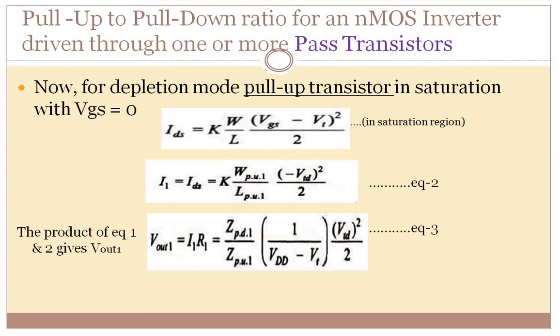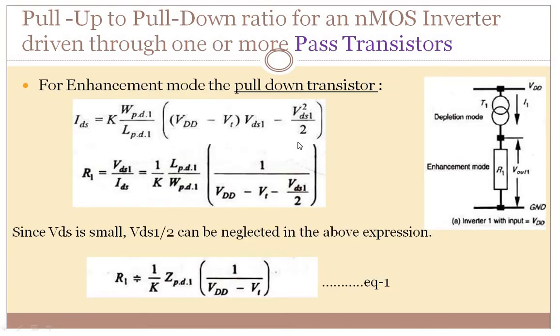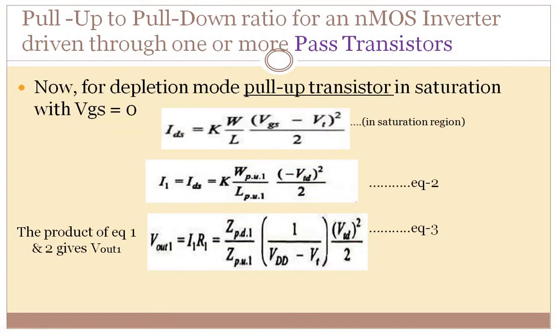So in the saturation region, in your IDS VDS relationship, what we have said is that VGS should be equal to 0. Substitute this value in the IDS equation and you will get this equation, and this is the formula for your saturation region. So IDS is equal to K into W by L, (VGS minus VT) whole square by 2. Just substitute the VGS value equal to 0 and you will get this answer. This is the saturation region formula. I'll give the link of that video once again; just go through it to see how you got this formula for the saturation region. Now, as this is for the inverter 1, I am giving it as IDS is equal to I1.